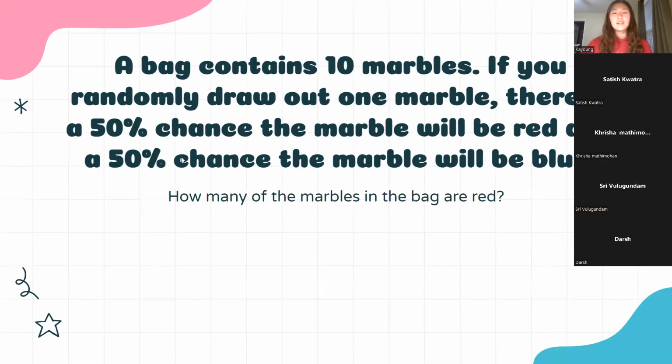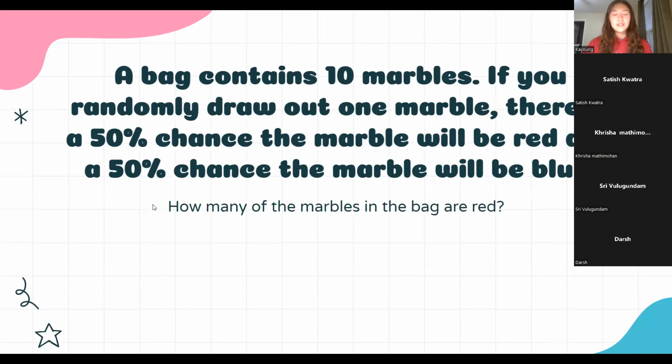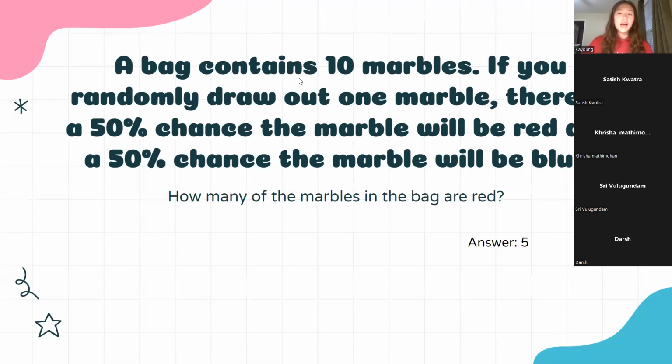So next question, a bag contains 10 marbles. If you randomly draw out one marble, then there is a 50% chance that the marble will be red and a 50% chance the marble will be blue. So how many of the marbles in the bag are red? Okay, so everybody is telling me 5, and you will be correct because, well, 10 marbles, half of it's red, half of it's blue, and half of 10 is 5.